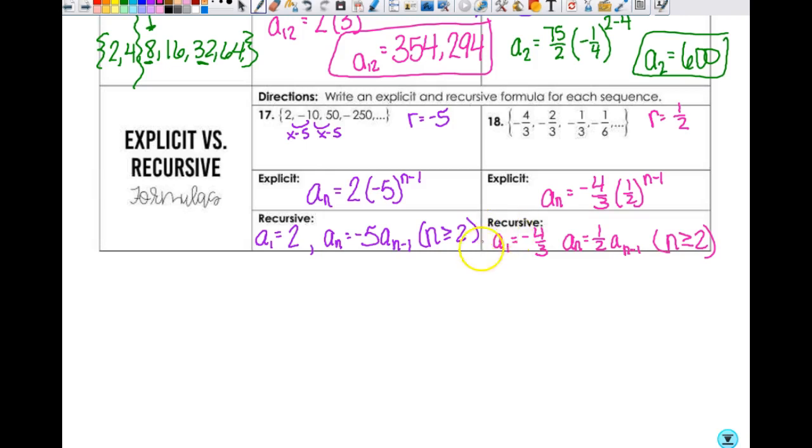If you identify A1, then you have to start with 2. Because if I substitute in 1 right here, then 1 minus 1 is 0, and A sub 0 doesn't exist. Does that make sense? And on some of the arithmetic ones, you had to identify A1 and A2, and then n would have to be greater than or equal to 3. Thank you. All right, grab your other one.